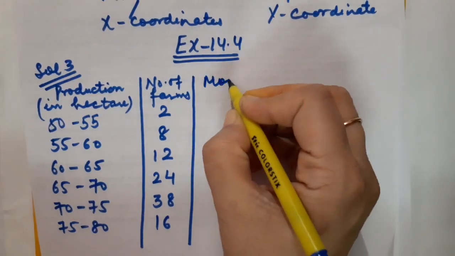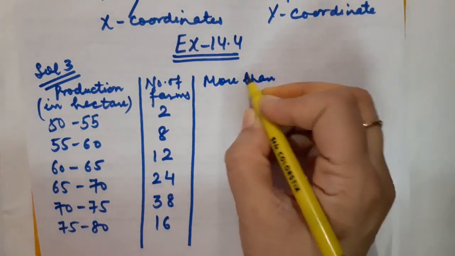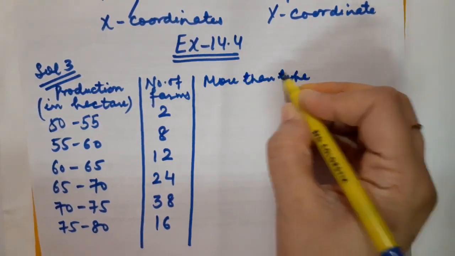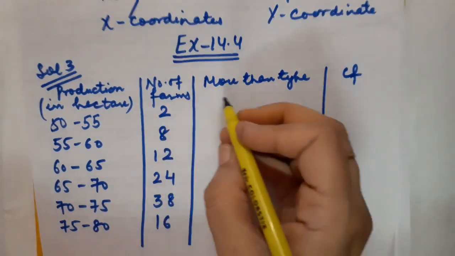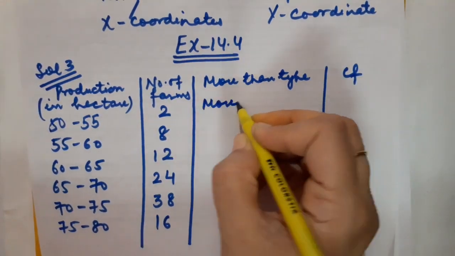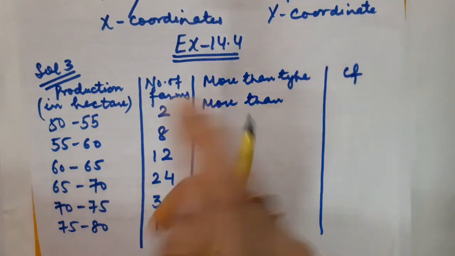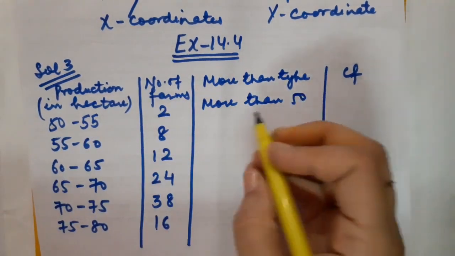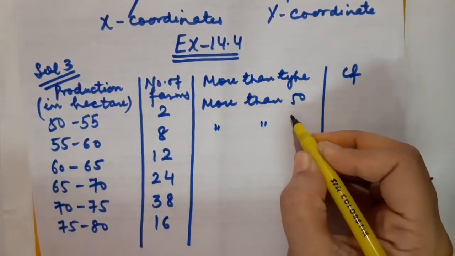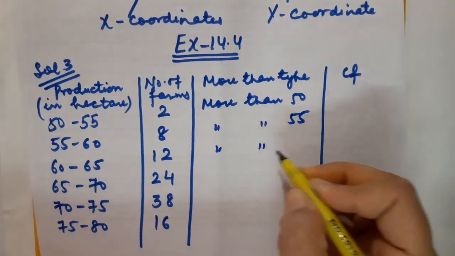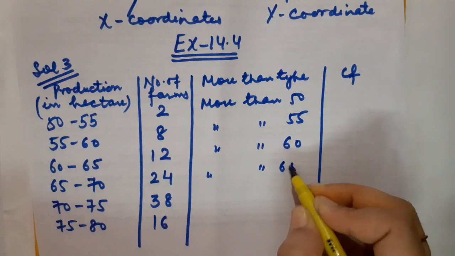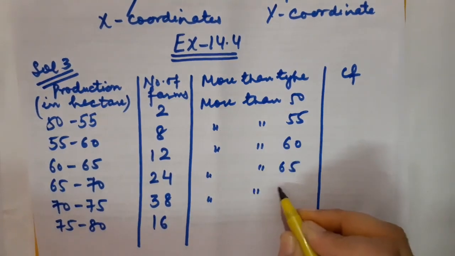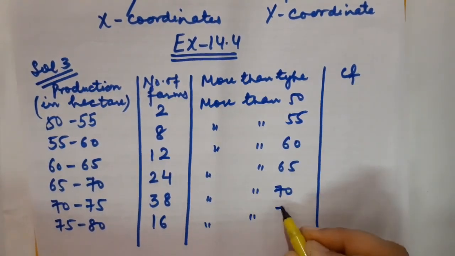So let us start it. More than type. And then its cumulative frequency. In more than type, you know, we used to take lower limit: more than 50, more than 55, more than 60, 65, 70, 75.